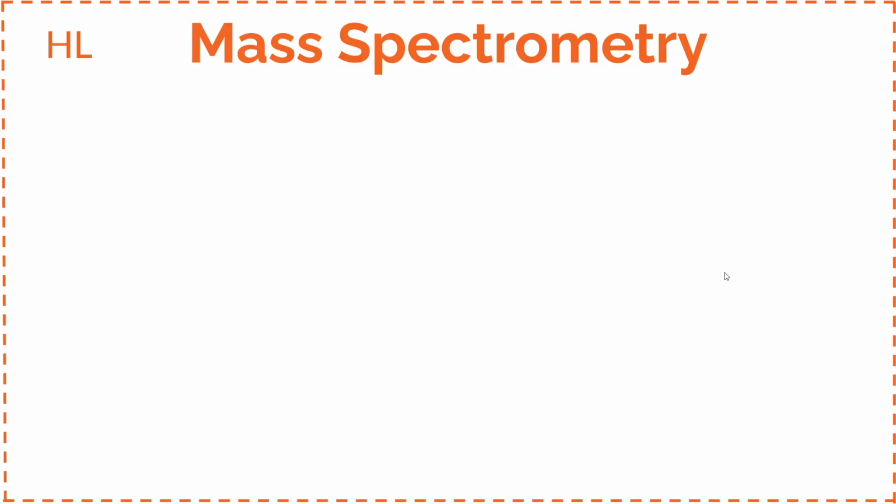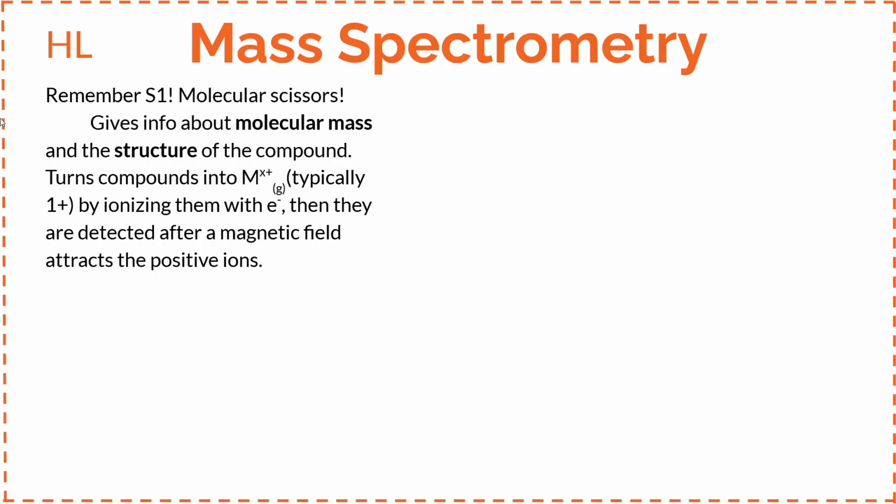So now we're going to talk about different ways to identify or analyze compounds in the lab. The first one we're going to talk about is mass spectrometry. I hope you remember this because this is from S1. These are the molecular scissors. Now, mass spectrometry gives info about molecular mass and the structure of the compound.